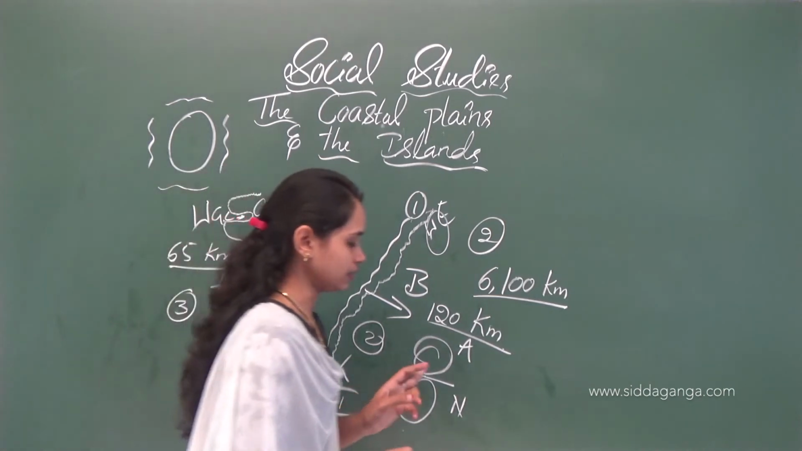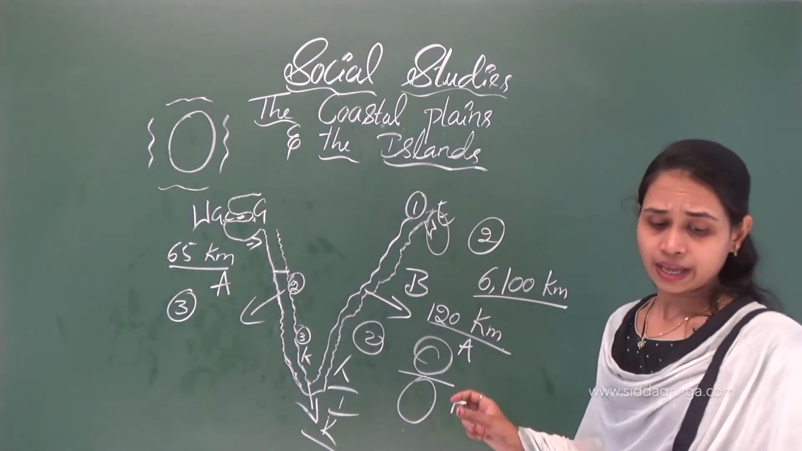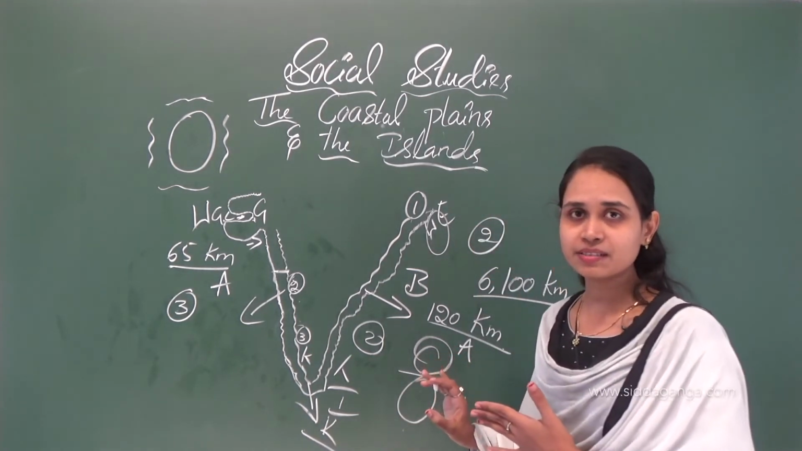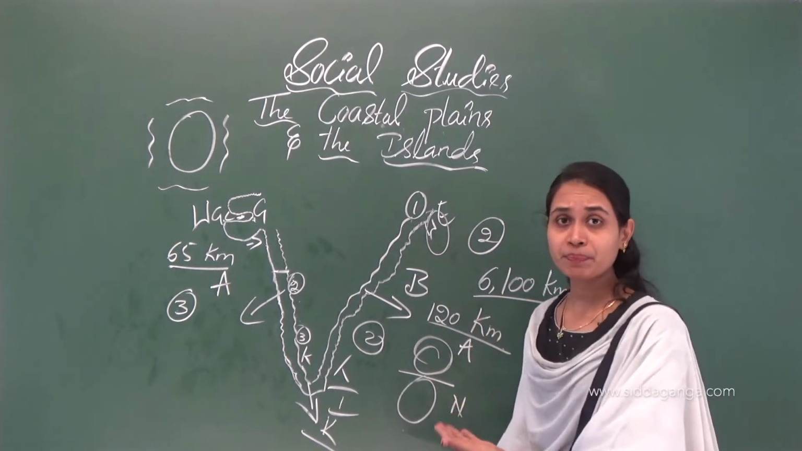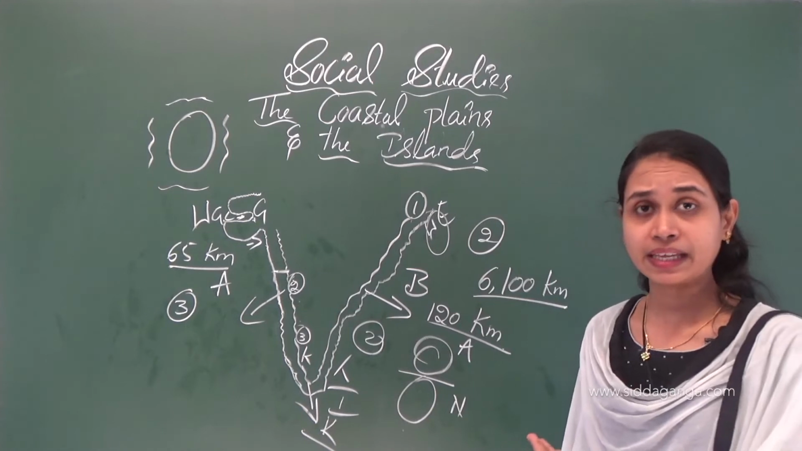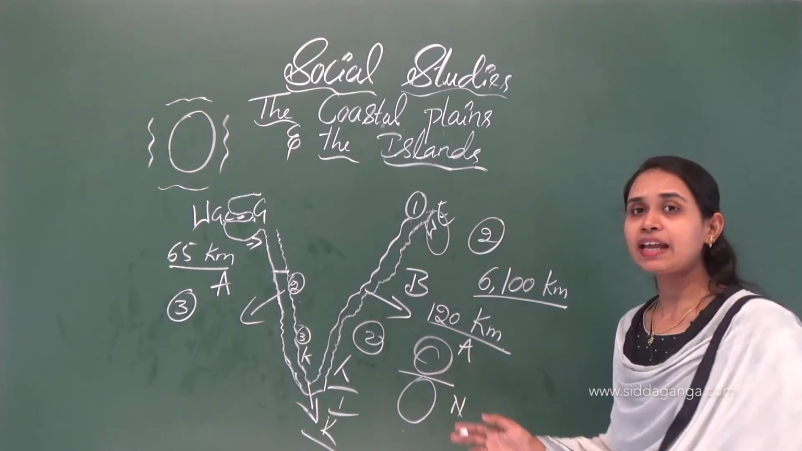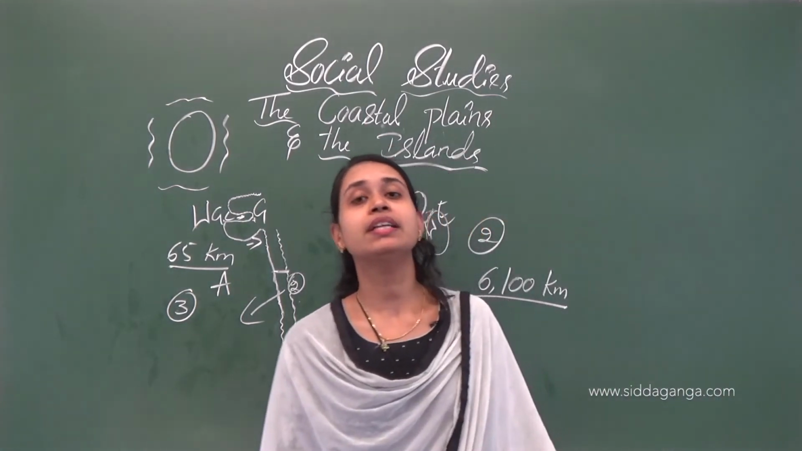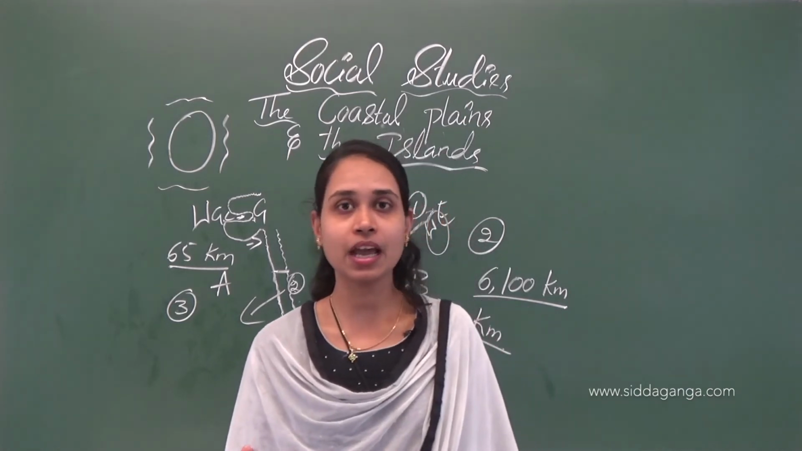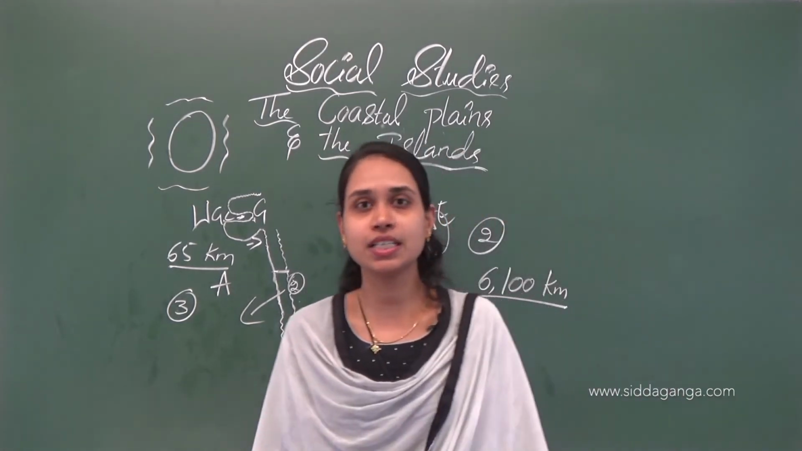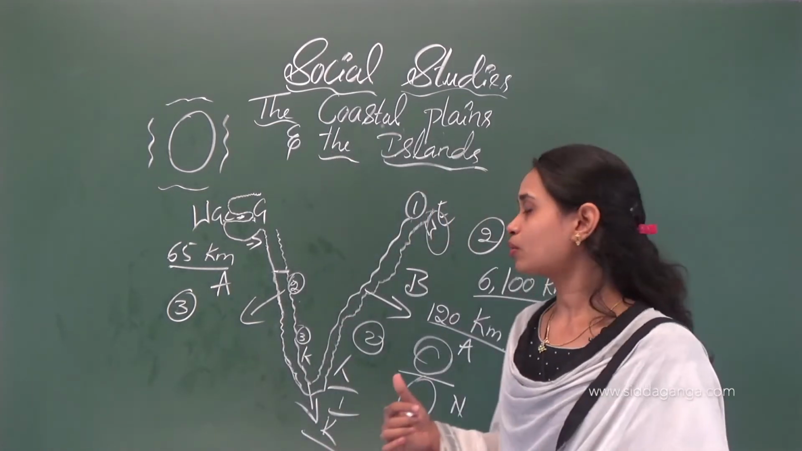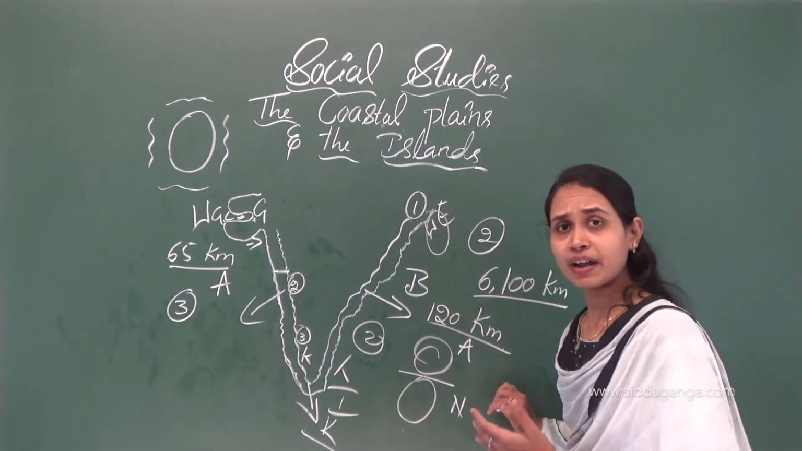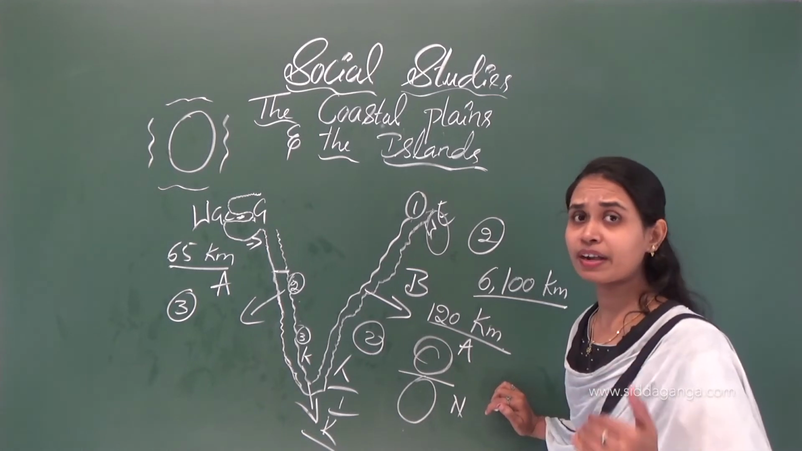Okay, so here they grow. This place is very fertile, isn't it? People live here too. There are many islands here. Around 573 islands are there, but only 37 islands are inhabited. So we can see it here. This place is very fertile, and the soil is very fertile soil.